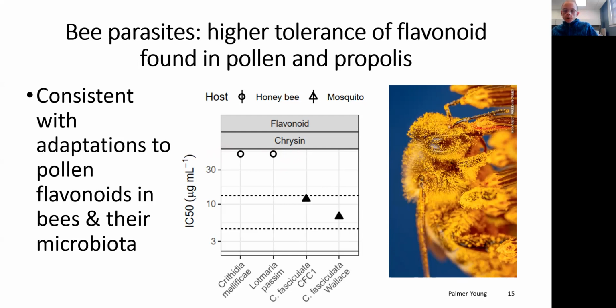Flavonoids, including chrysin, are found at high concentrations in pollen and even higher concentrations in propolis, which bees gather and use for colony construction and repair. The high tolerance of bee parasites to flavonoids is consistent with the bees' own adaptations to high flavonoid exposure, demanded by their pollen-rich diets and use of propolis. It would be of interest to know the mechanisms underlying this high tolerance, given the interest in use of flavonoids as a treatment for Leishmania and the potential for subsequent emergence of drug-resistant parasites.